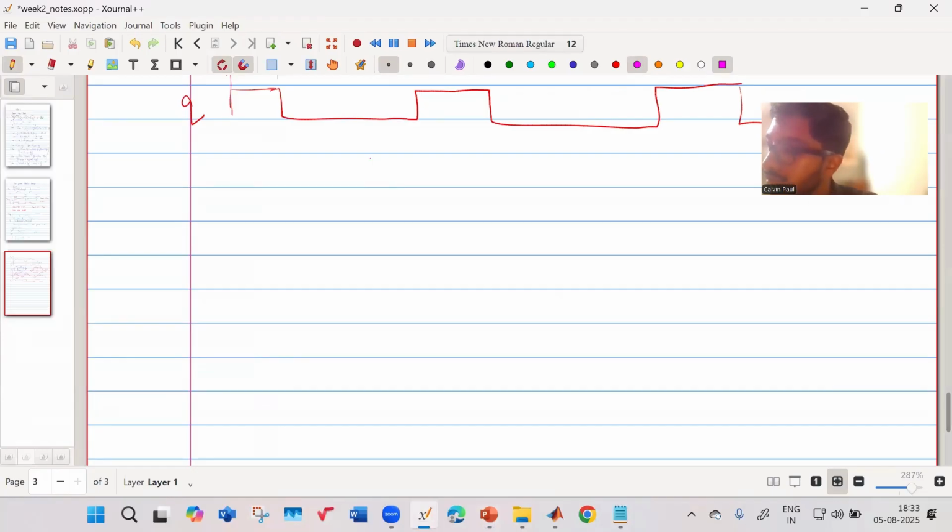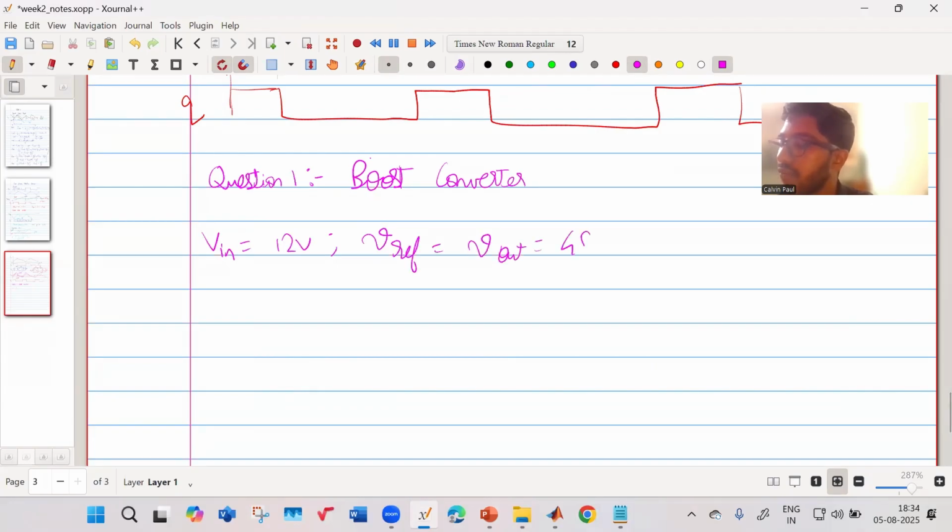So this is question 1. This is for a boost converter. V in is 12 volt, V output is 48 volt. Output power is 100 watt. And your switching frequency is 100 kilohertz. This is given in the question.